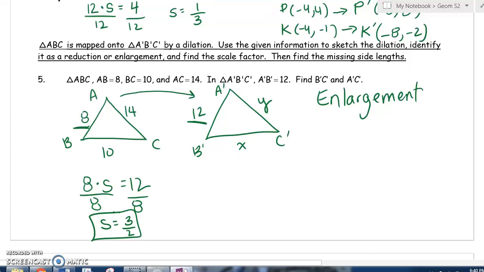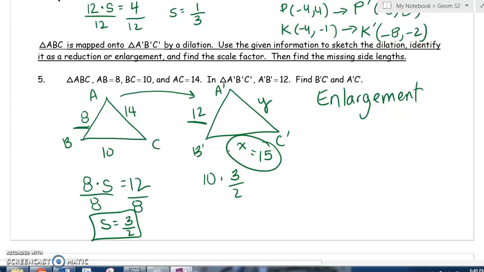What happens then is basically every single side of this triangle is becoming 3/2 bigger, or 1.5 times bigger. So if you do 8 times 3/2, you'll get 12. In order to get x, you need to do 10 times 3/2, because 10 matches up with x. If you do 10 times 3/2, you're going to get 15. So this missing side B prime C prime is 15.